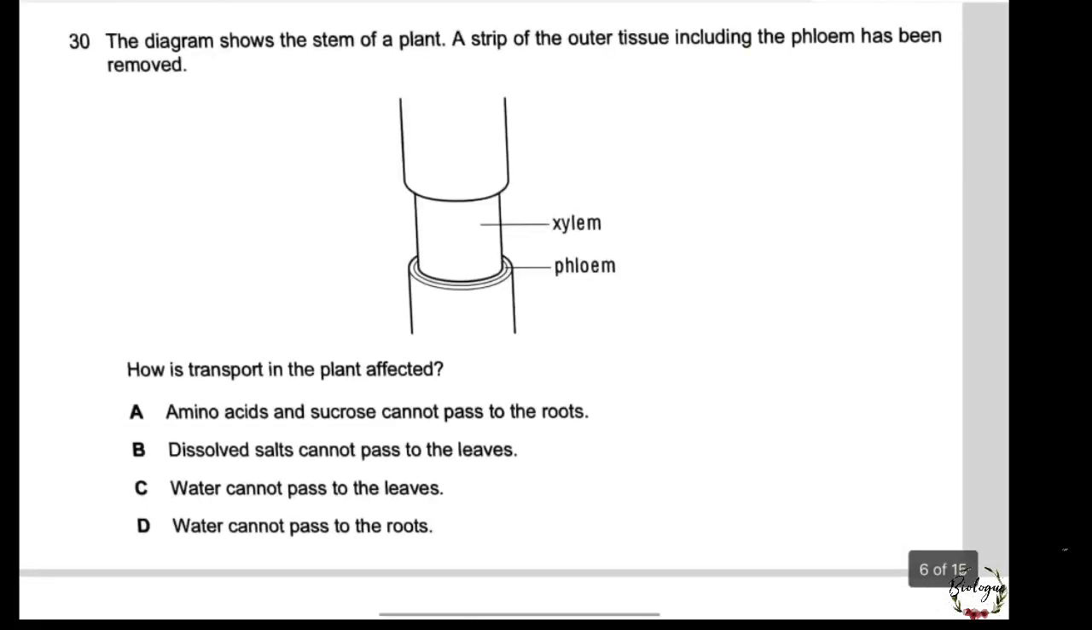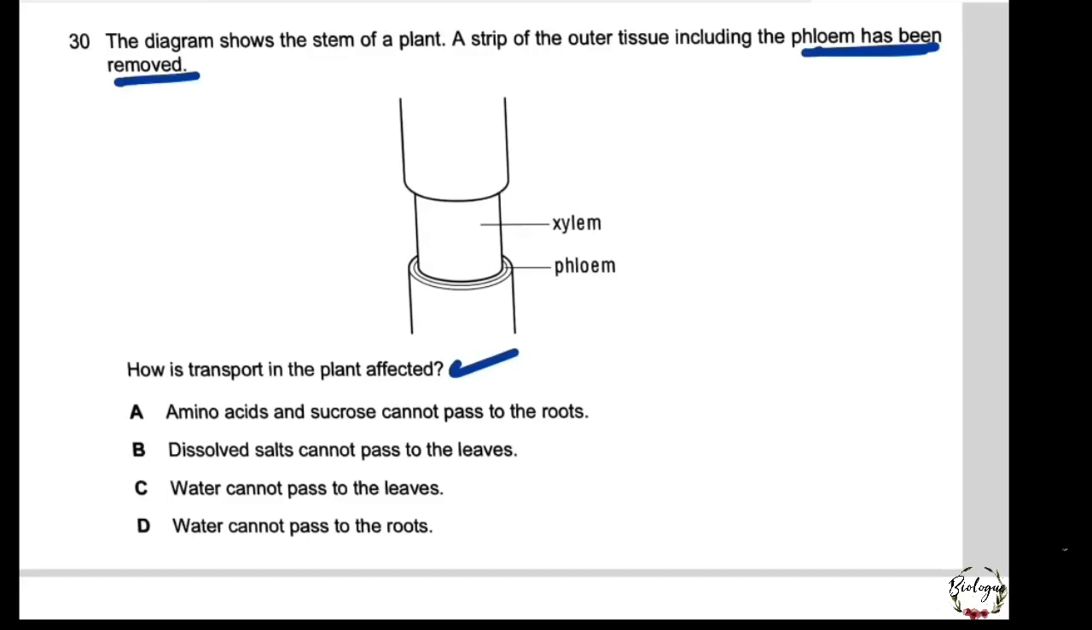Alright, moving on to the next question. Question number 30. The diagram shows the stem of a plant. The strip of the outer tissue, including the phloem, has been removed. How is transport in the plant affected? Amino acids and sucrose cannot pass to the roots. Dissolved salts cannot pass to the leaf. Water cannot pass to the leaf. Water cannot pass through the roots.